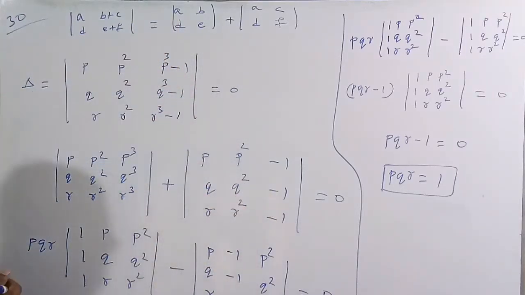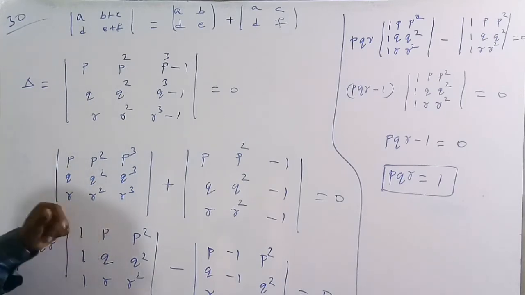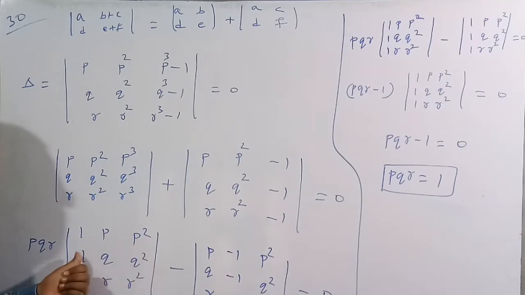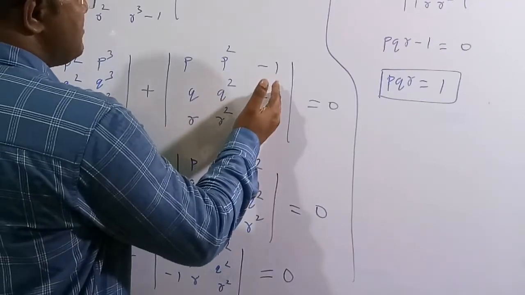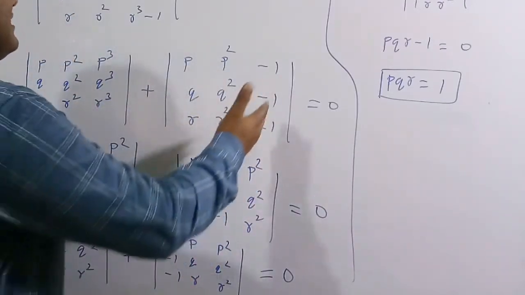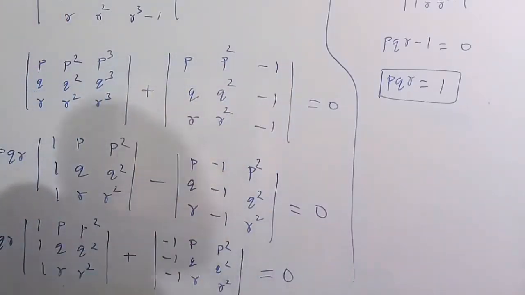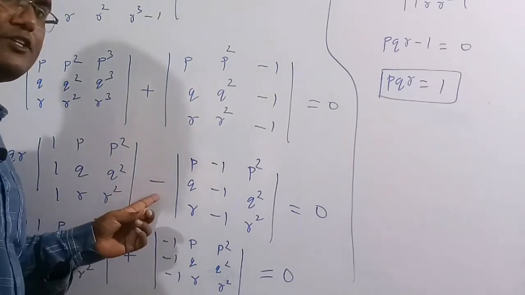If you see carefully, P is common in the first row, Q is common in the second row, and R is common in the third row. Therefore I am going to get PQR times the determinant of [1, P square, 1, Q square, 1, R square]. Here I am going to interchange column 3 with column 2, so this comes here and this goes to the third column. If you interchange one time, you have to keep a negative sign here.